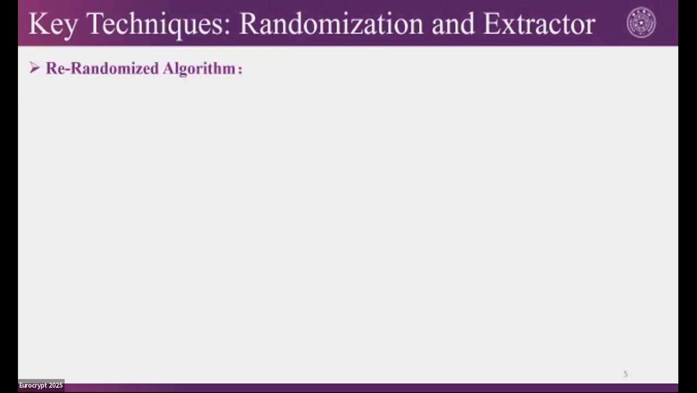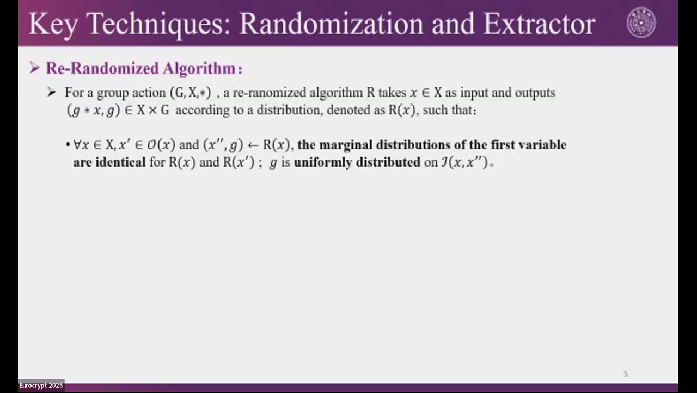For the randomization algorithm, for a group action, a randomization algorithm R takes x as input and outputs (x'', g) according to a distribution denoted as R_x, such that for any x and x' in the same orbit, the marginal distributions of the first variable are identical for R_x and R_x', and g is uniformly distributed on such coset if (x'', g) are from the distribution R_x.